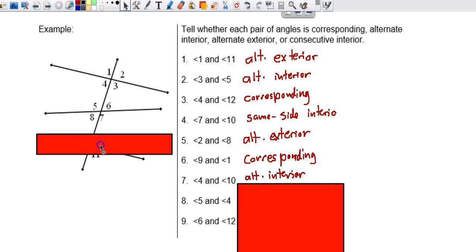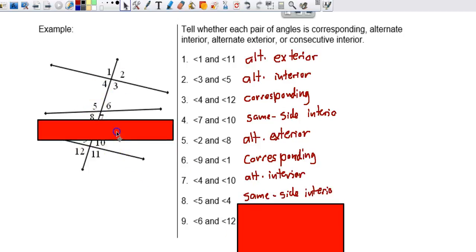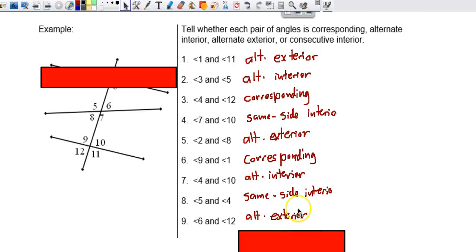5 and 4 are between these two interior, but on the same side. And finally, 6 and 12 are alternate exterior in relationship to those two lines. So hopefully that makes a little bit of sense just in terminology.